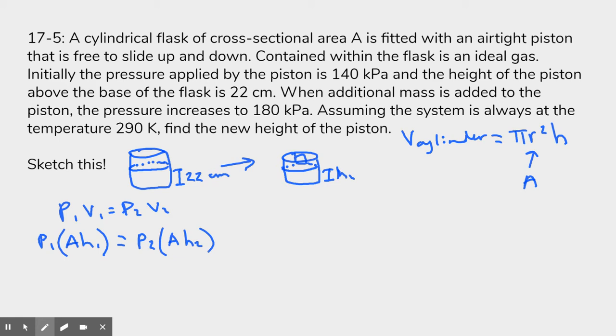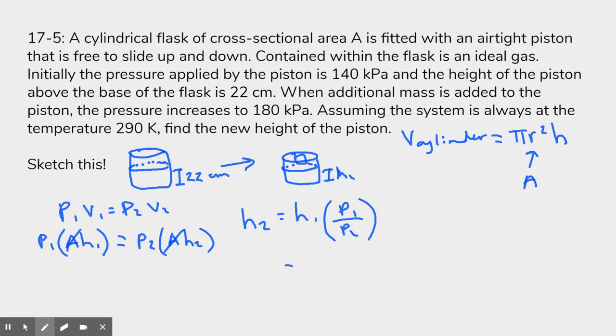We need to rearrange the equation so that we are solving for H2. And when we do that, these are going to cancel, and we're going to be left with H2. So the final height is equal to the initial height multiplied by our initial pressure over the final pressure. Okay. Now we just need to plug in the values we've been given, and we don't need to change anything. We can just leave it.